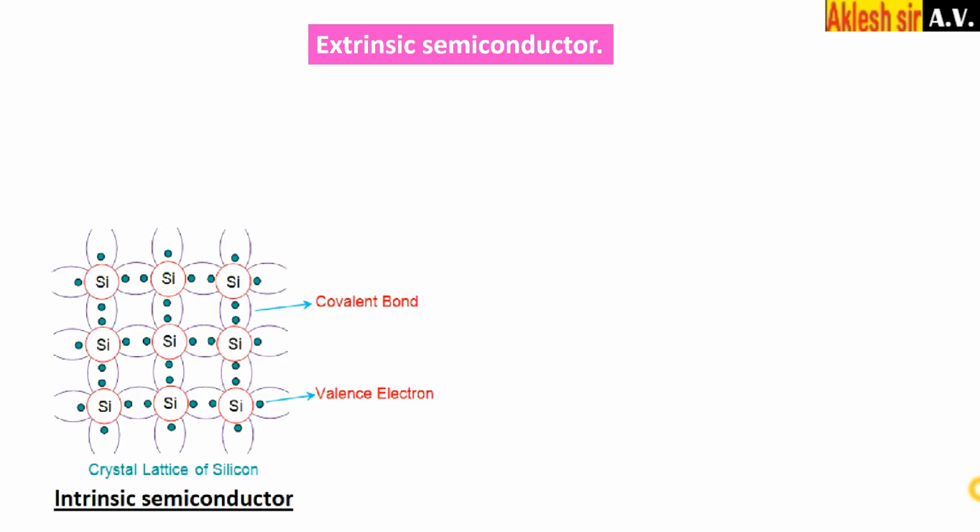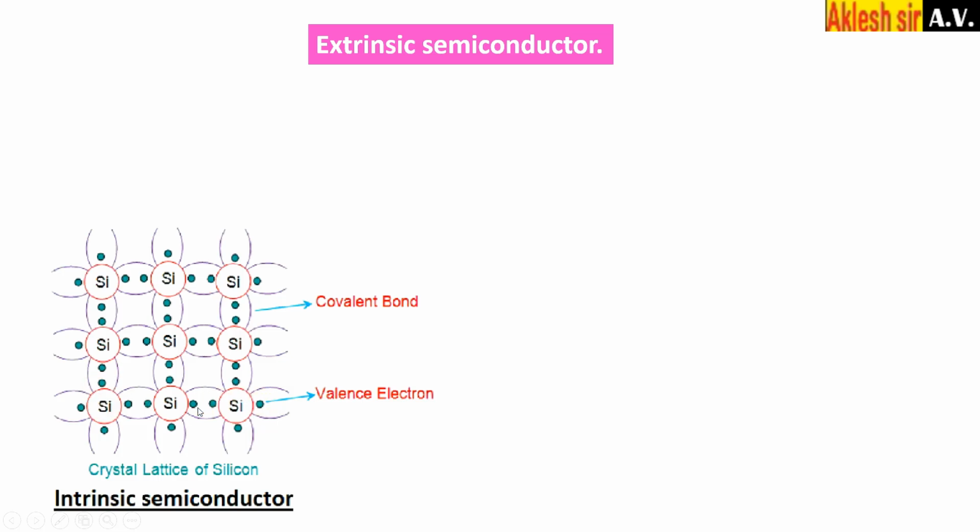Now what is an extrinsic semiconductor? Before that we have studied the intrinsic, that is the pure semiconductor, where only silicon or only germanium was present. Now here, extrinsic semiconductor. Here you can see this is the intrinsic semiconductor. All are made up of silicon. There are no other elements present.